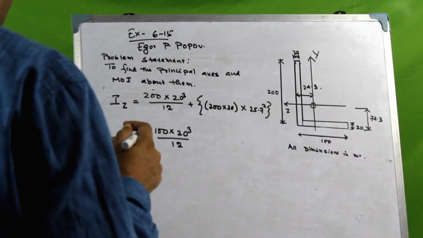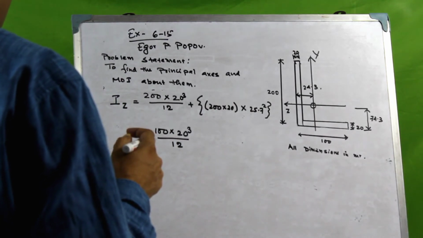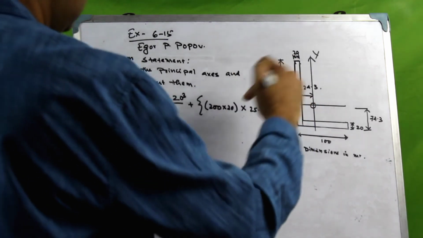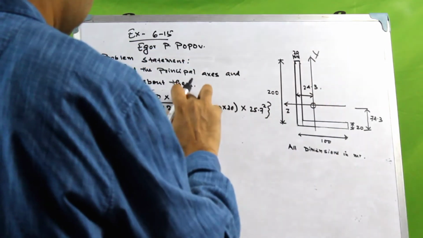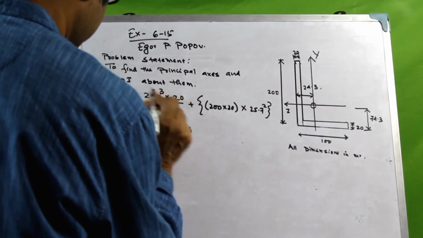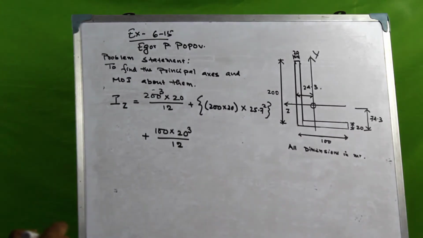Sorry, there was a mistake, I guess. It would be, so this is about the z-axis. So actually the cube should be here. I'm sorry about that. The cube should be here.